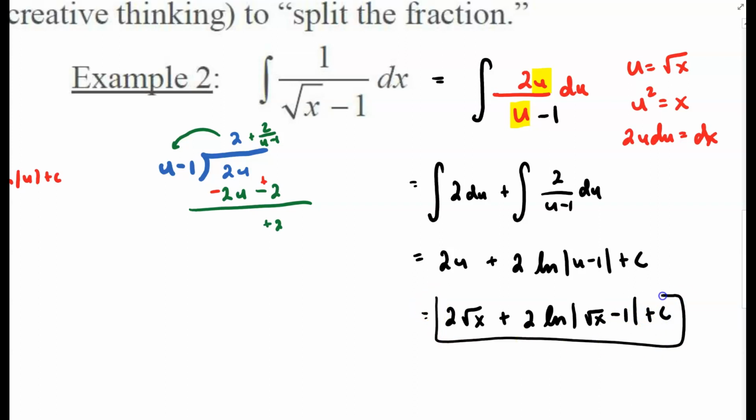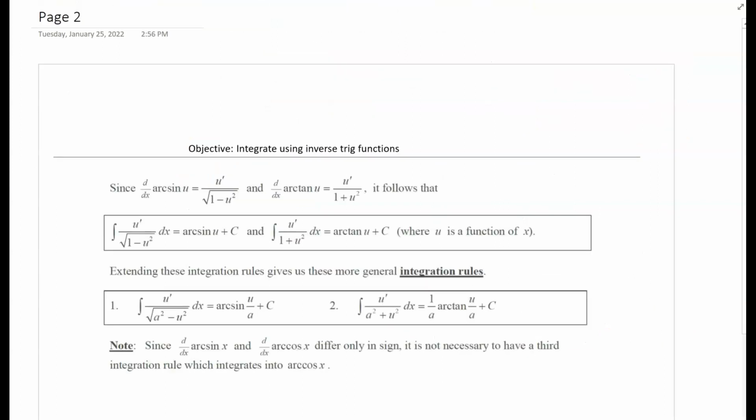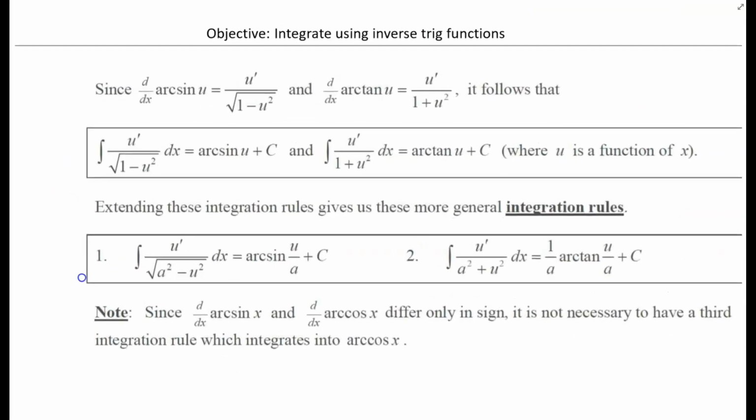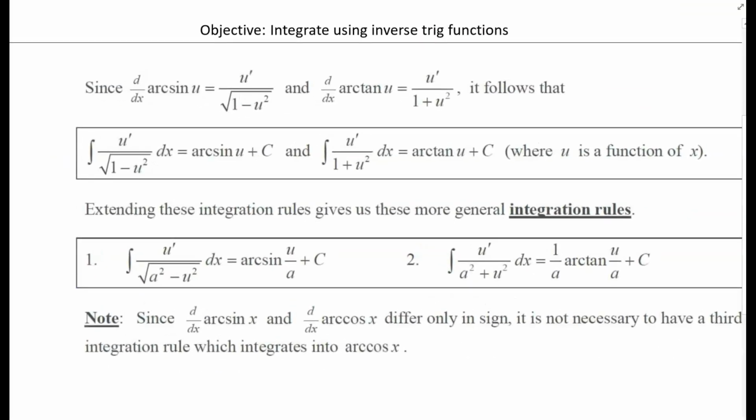That's using long division in order to be able to integrate. Alrighty, so now I'm going to go ahead and introduce integrating arcsine forms. And I'm going to start off going back to the derivative of arcsine is 1 over the square root of 1 minus u squared times the derivative of u, which is u prime.